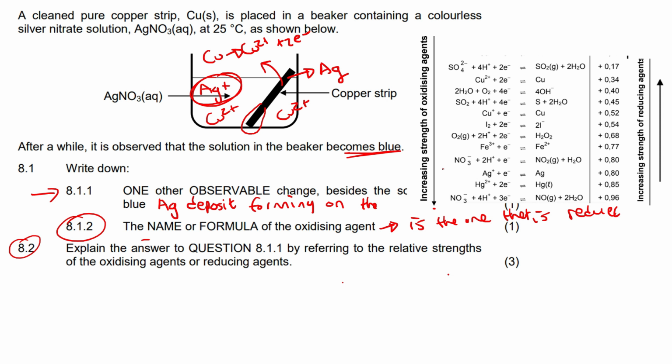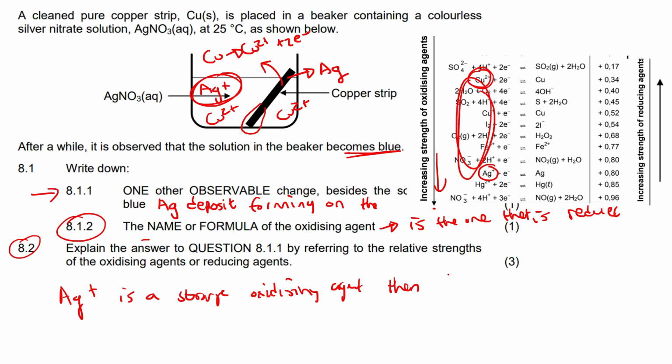So you could say that, for example, I'm just going to choose this one, and I see on the arrow here that it's an increasing oxidizing agent. So all I would say is that Ag+ is a stronger oxidizing agent than the other one that it could have been, which would be this one. It must be on the same side of the table.